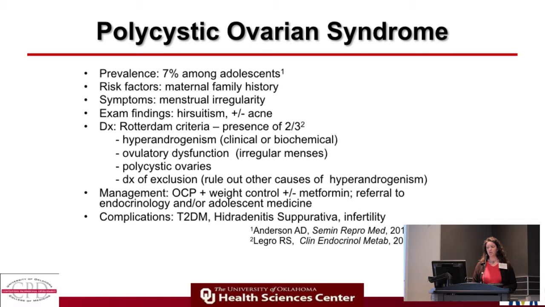The complications are that it's associated with type 2 diabetes. It's also associated with HS, hidradenitis suppurativa. So I have a ton of adolescent girls that get these lesions and abscesses in their axilla and groins, and they're like, what's going on? They are hyperinsulinemic, starting to get insulin resistant, and they have PCOS.